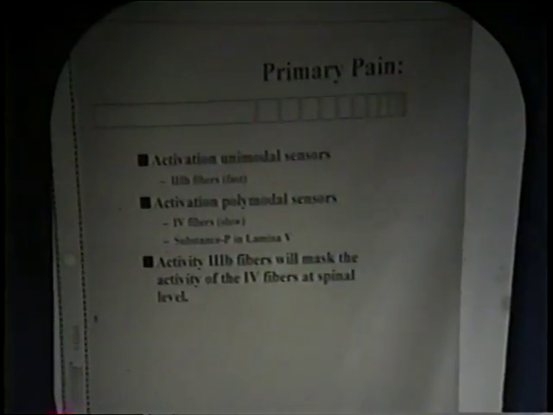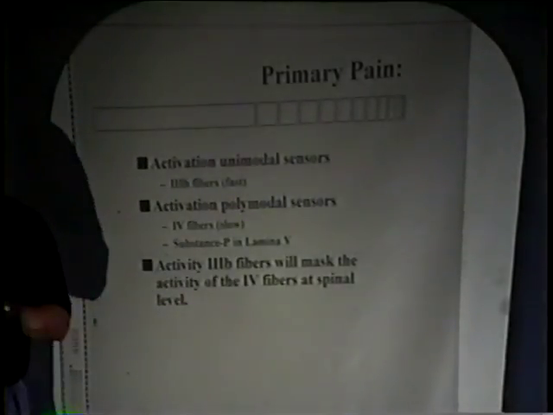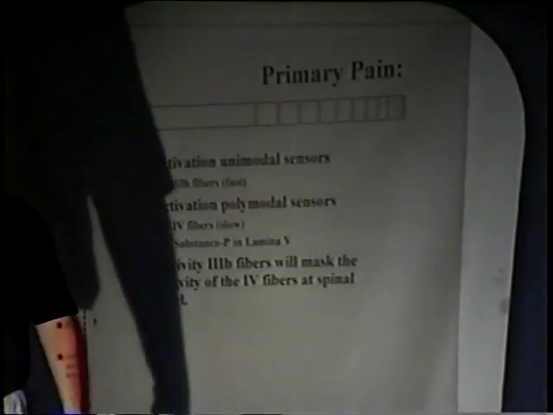Okay, we're going to the primary pain. Primary pain is going to the spinal cord. So we've talked now about the injury site. That's very important for us. Now we're getting back to the spinal cord. It's before the primary hyperalgesia.